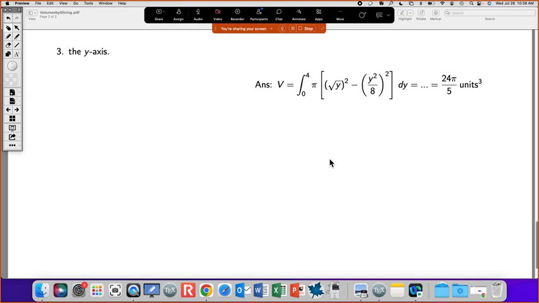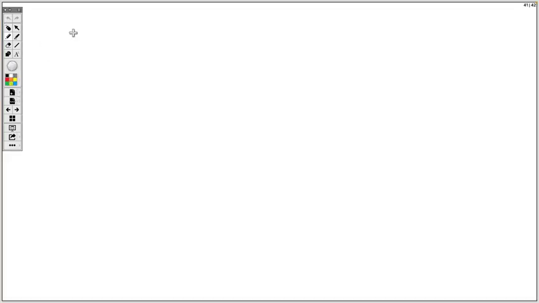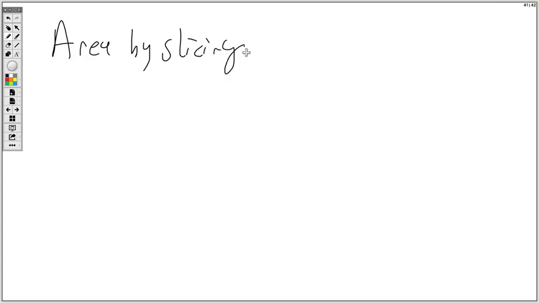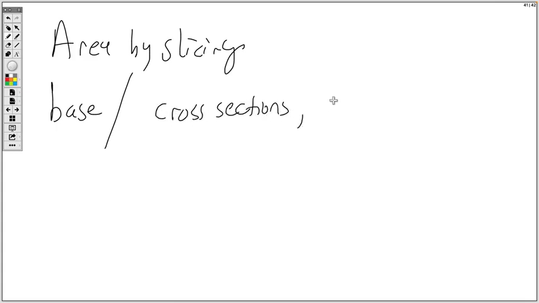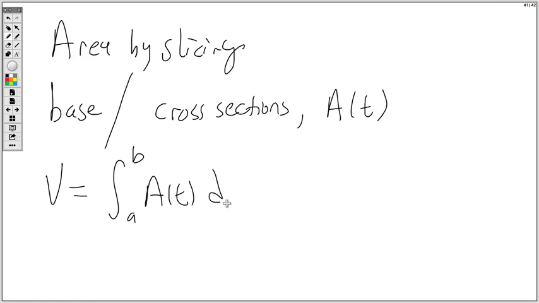So, to review, area by slicing. You've got some kind of base, and you've got cross sections with area A of t. Your volume is the integral from a to b, A of t dt. We're getting volume by taking area times thickness. Okay.